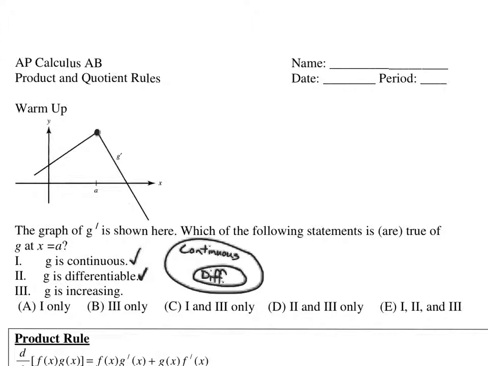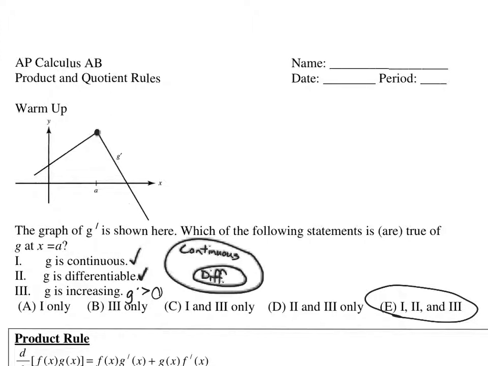Okay, so now, just by process of elimination, we know which choice it is. What does this have to be? E, because we know 1 and 2 work, and E is the only one that has 1 and 2. But E also says that 3 works. So how do we know that G is increasing? Because the derivative is positive. Very good, yeah. G prime is positive.